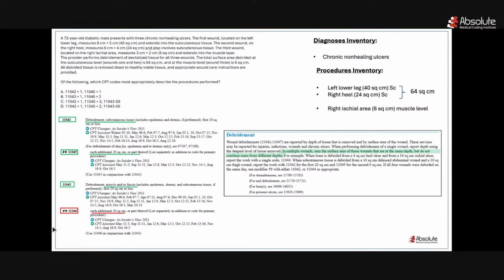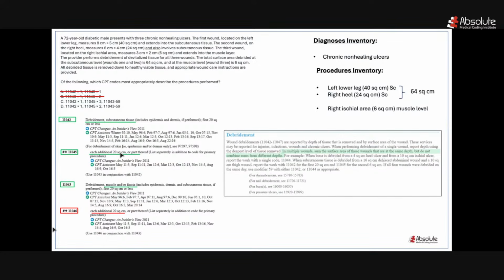And option A and option B are incorrect, because they are only coding for a debridement performed at one level only. Option A is for debridement performed at the subcutaneous level, while option B is for debridement performed at a muscle level. So option A and option B, both are incorrect. We are left with option C and option D. Most of you were between option C and option D, I guess.